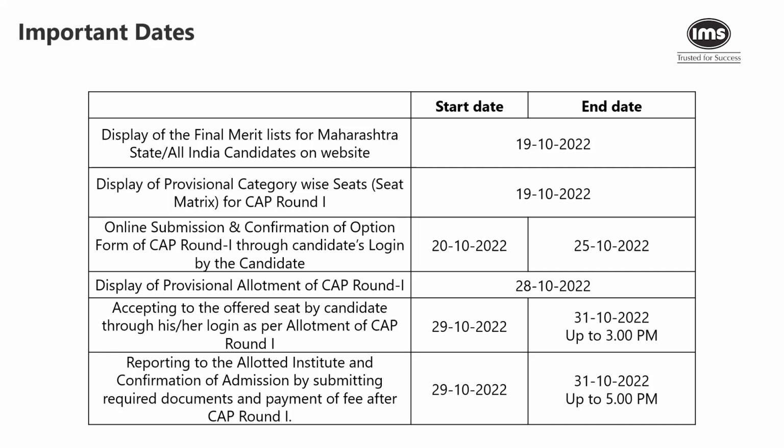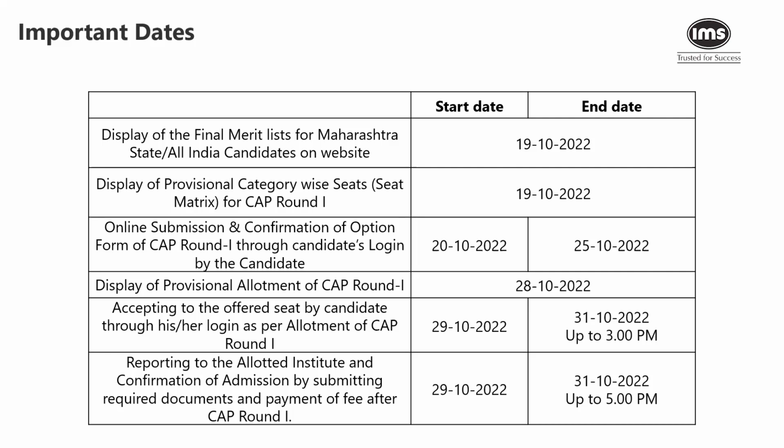And this is to be done before 31st of October. So it will start from the 29th and go on till 31st. And then reporting to the allotted institute and confirmation of admission also needs to be completed in this same period. So you accept it through the online dashboard, and then you actually go to the institute and make the payment, submit the required documents, and that is how you will be able to finalize the seat that you have got. So this is how the process is going to be.